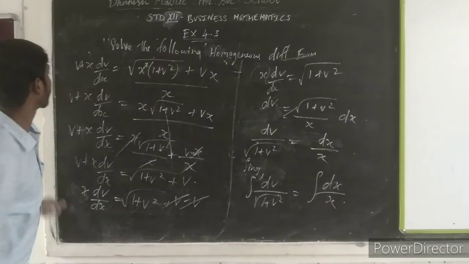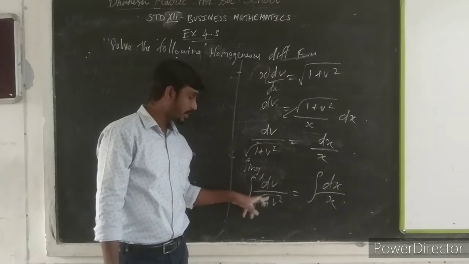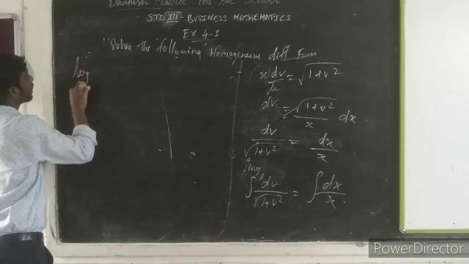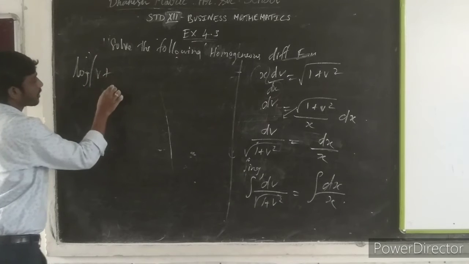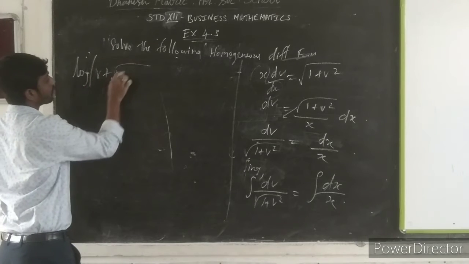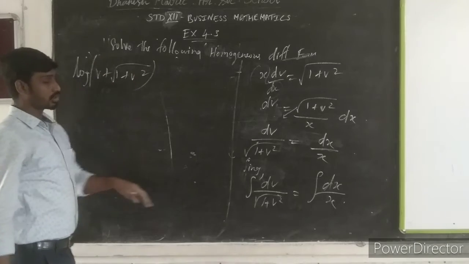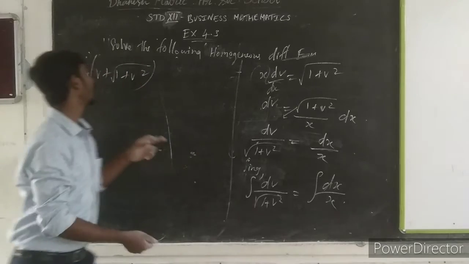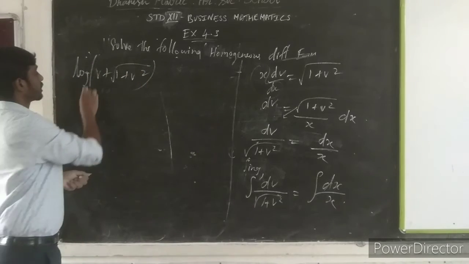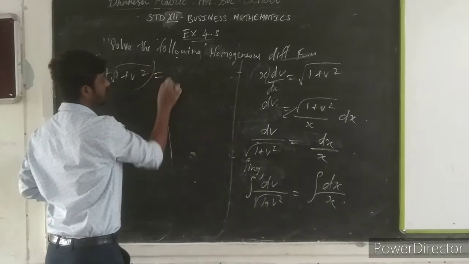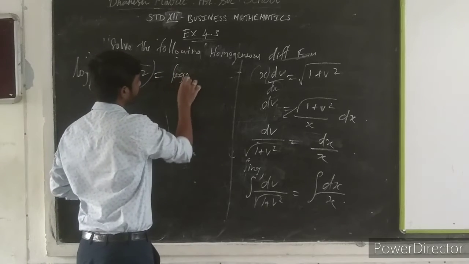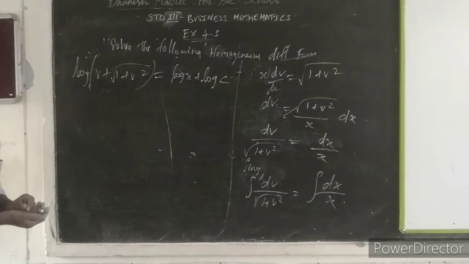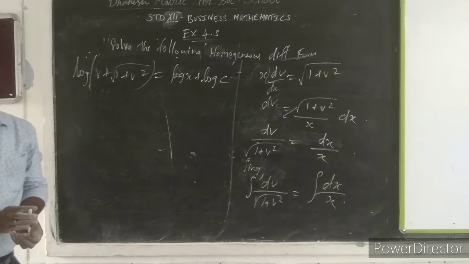So now we are applying this one. Integration of 1 divided by root of 1 plus v square will be log of v plus root of 1 plus v square, equal to log x plus log c here. That will be, multiplying, log of x into c. Log cx, you are getting here.